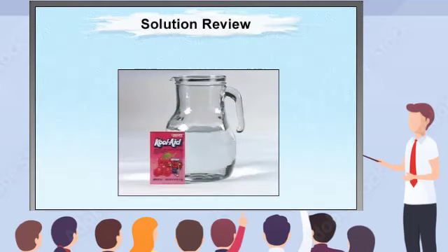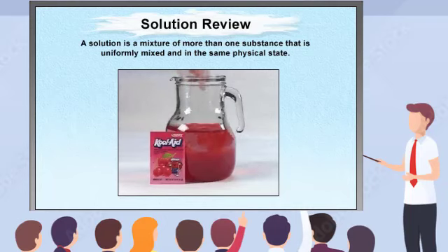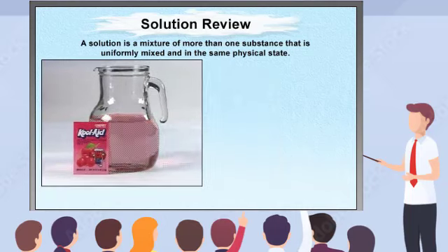A quick review of solution terminology will help you understand the concepts of solubility and precipitation. A solution is a homogeneous mixture of 2 or more substances that are uniformly mixed and in the same physical phase. A solution forms when one or more substances dissolve into another substance.